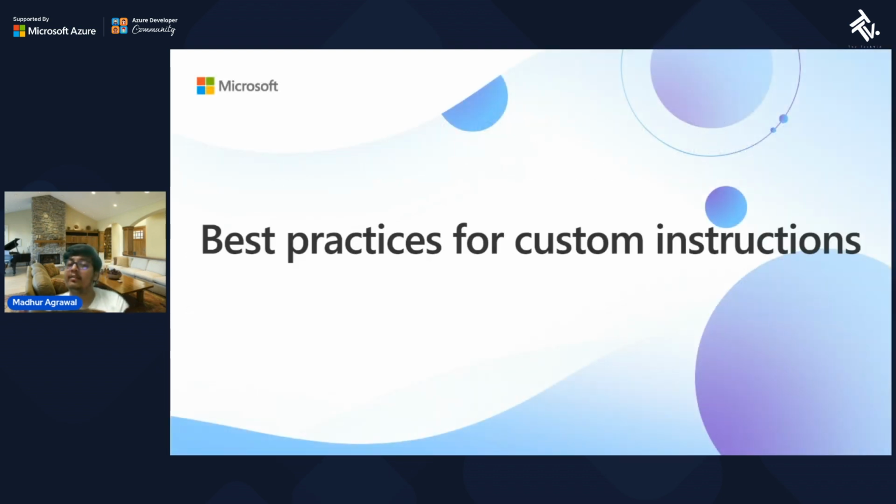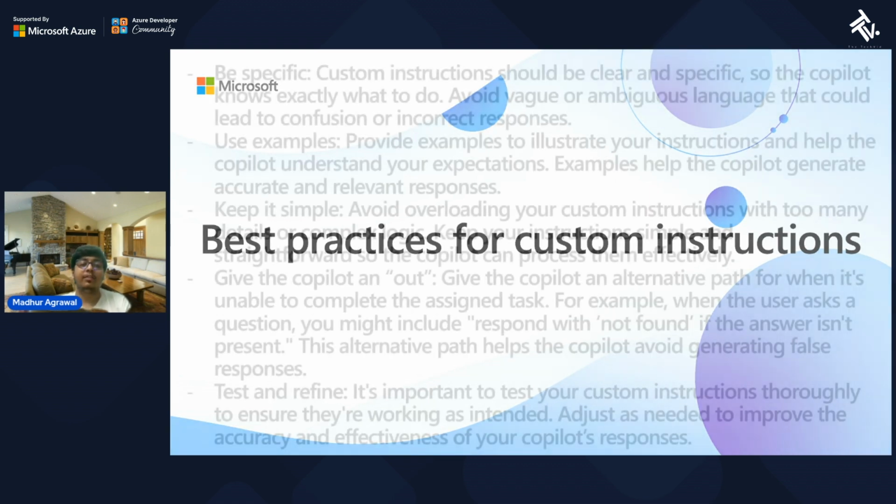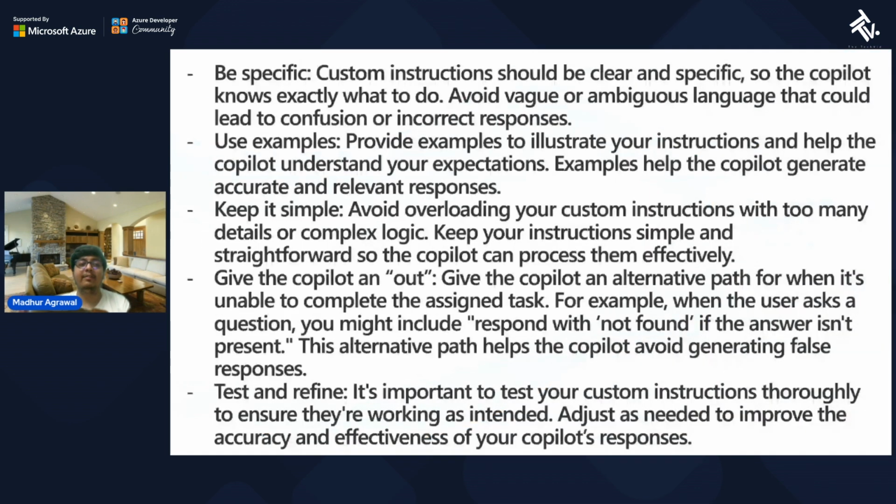The next thing that we are going to talk about are the best practices for custom instructions. These are some of the best practices. I have included a few of them here. So let's talk about the first one: being specific. Custom instructions should be clear and specific so that the copilot knows exactly what to do. You should avoid vague and ambiguous language that could lead to confusion or incorrect responses.